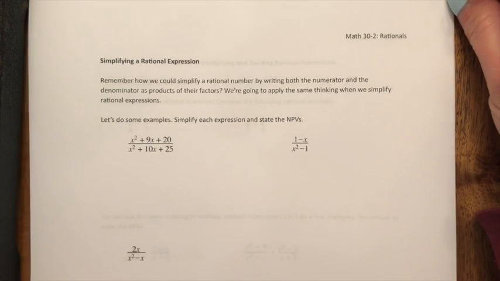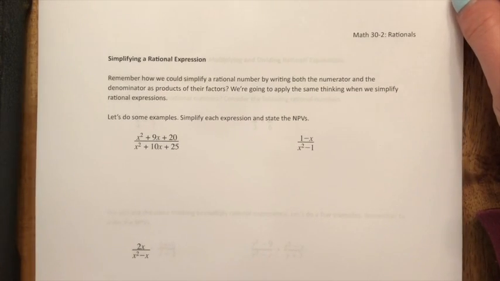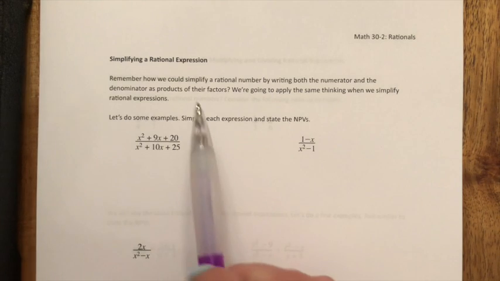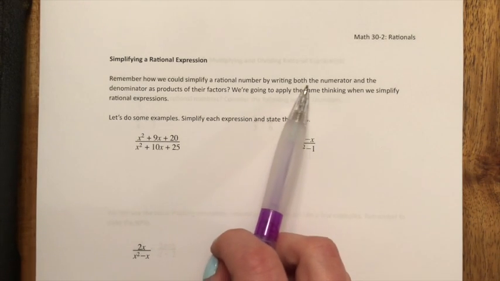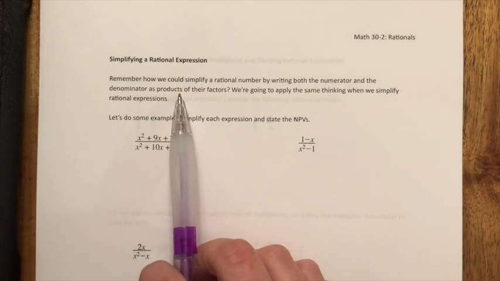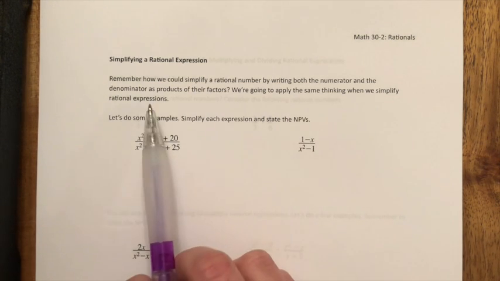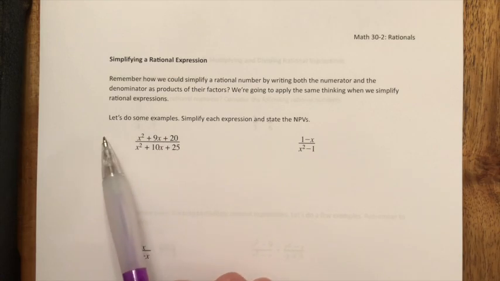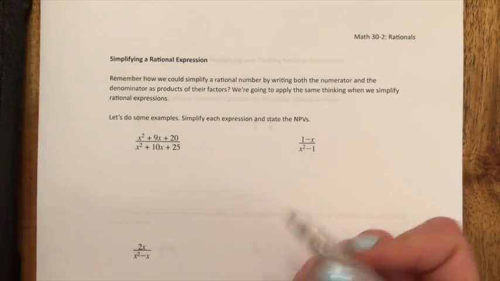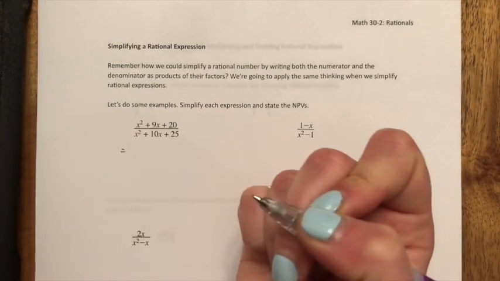So now that we've practiced factoring, we're going to actually do some simplifying rational expressions with it. Remember how we could simplify a rational number by writing both the numerator and the denominator as the product of their factors. We're going to apply the same thinking when we simplify rational expressions. So first thing that we always have to do here is we always have to factor.